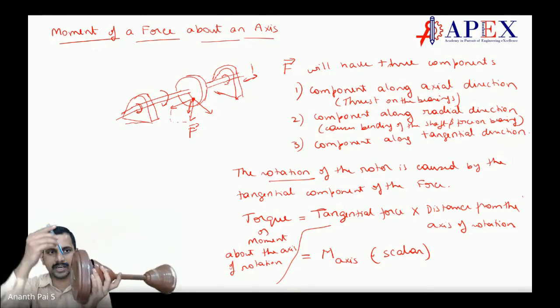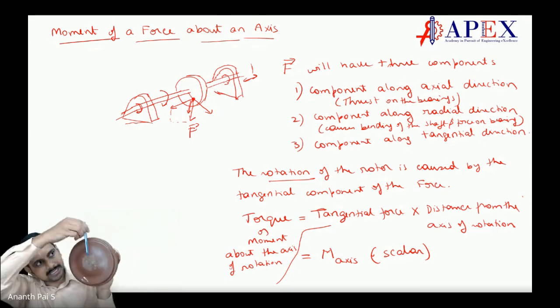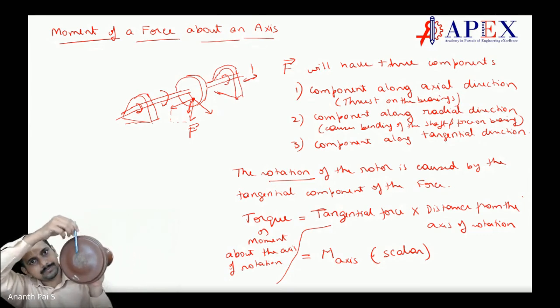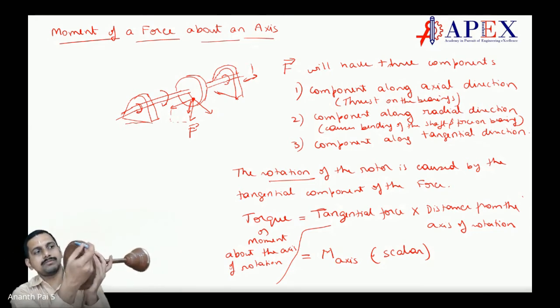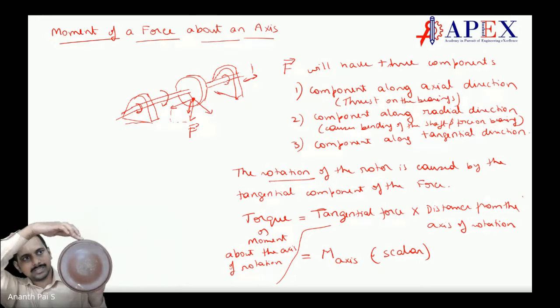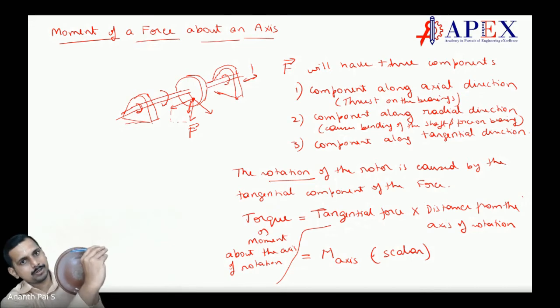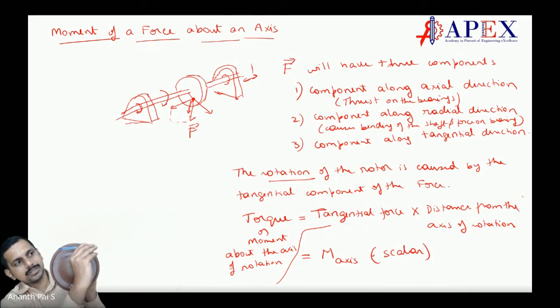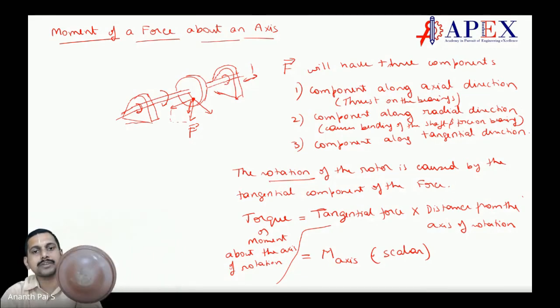The second one is radial, like this. From here to here, it goes in this direction, radial. The third one, the component here, is tangential. Tangential is in this direction. See the pen. Are you able to see the pen, students? So what does the tangential one do? Tangential tries to rotate it. Rotation happens only because of the tangential component, nothing else.